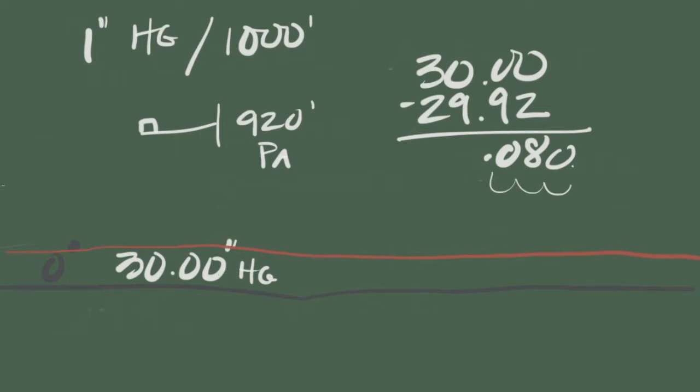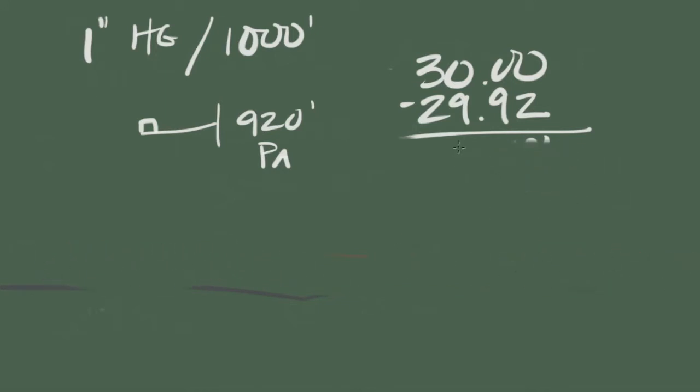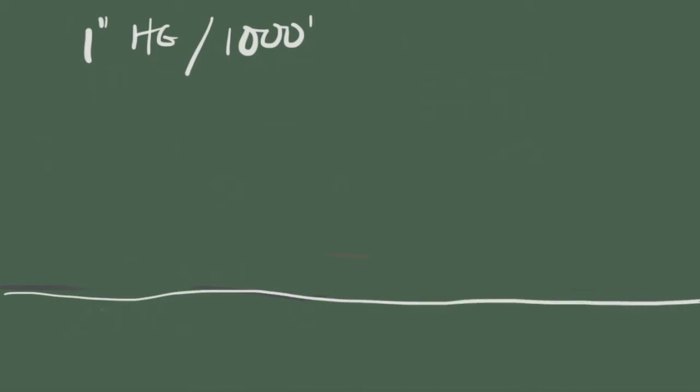Okay, let's look at one other scenario. We're going to flip it around this time. Pressure at sea level is going to be lower than standard, and we're going to have to see what we do with that sort of situation. Okay, so in this case, we have our sea level again, 0 feet, and atmospheric pressure here is 29.72.